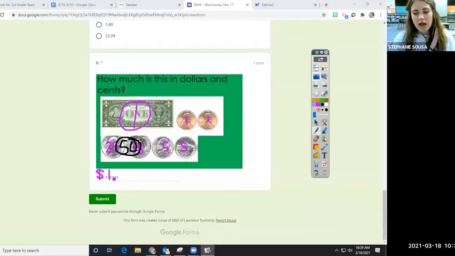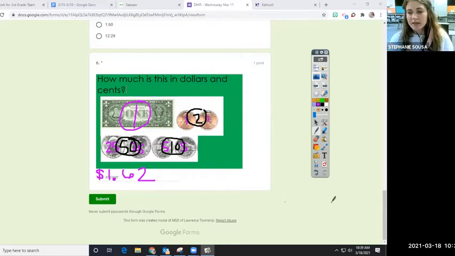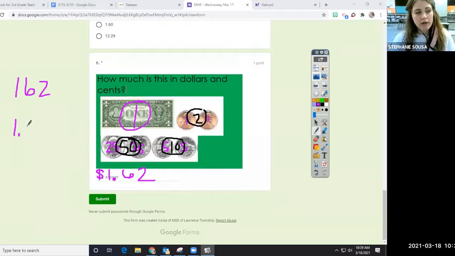Okay. I know that 2 nickels is equal to 10 cents. And I know that 2 pennies is equal to 2 cents. Okay. So now I've got 50 plus 10. That's 60. Plus 2 cents is 62. So my answer is $1.62. Yesterday, a lot of you got this wrong because you wrote 162 or you wrote 1.62. The question is in dollars, which means y'all need your dollar sign, and cents, which means you need your decimal, okay?